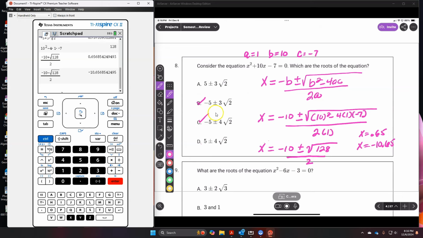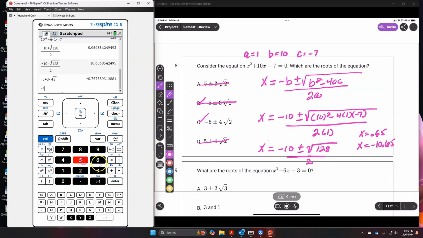So what I recommend you do is just put that in the calculator. Negative 5 plus 3 square root of 2. That doesn't give us either one. So now I'm going to try C.